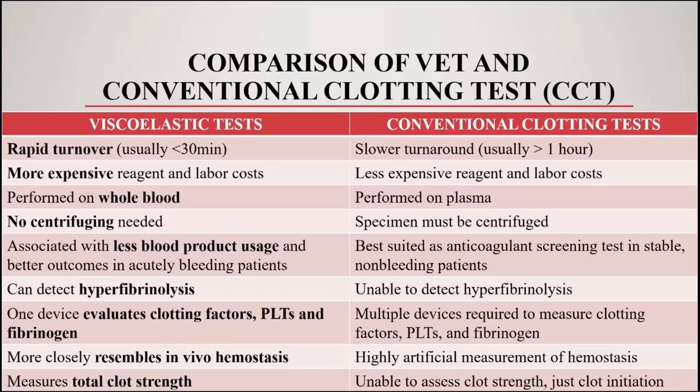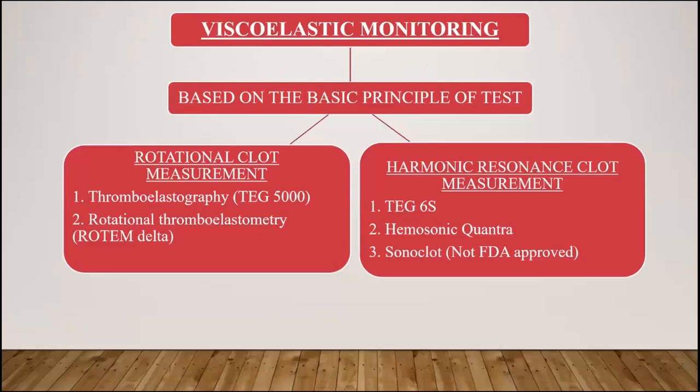Based on the basic principle of the test, viscoelastic monitoring can be divided into two categories. The rotational clot measurement, where we have thromboelastography, that is TEG, and rotational thromboelastometry, that is ROTEM, and the harmonic resonant clot measurement, which includes TEG 6S, Hemosonic Quanta, and Sonoclot.